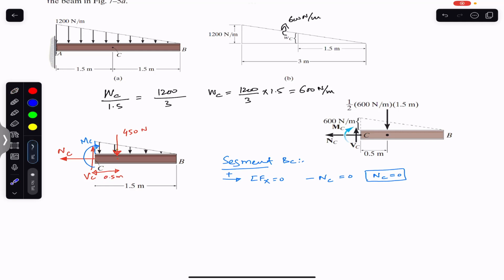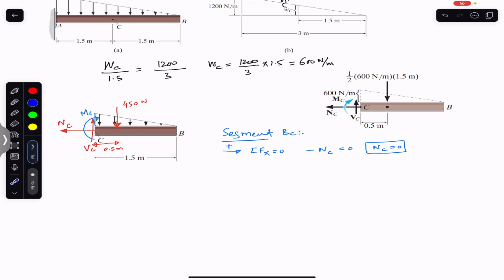Now we can look at this diagram. I have explained everything. The point through which this resultant passes is at a distance of 0.5 meters, which is 1/3 of this BC length, the base of the triangle. BC length is 1.5, so 1/3 of 1.5 is 0.5. This resultant is equal to the area of this triangle, which is half into the base into the height. So half, the base is 1.5 and the height is 600 Newton per meter.